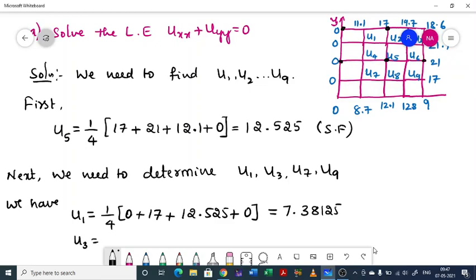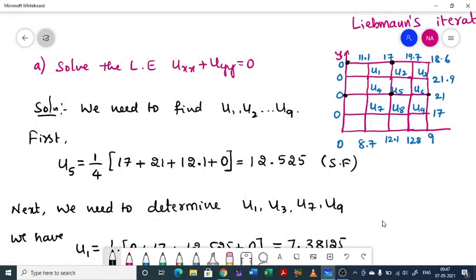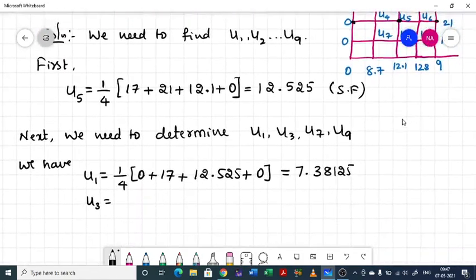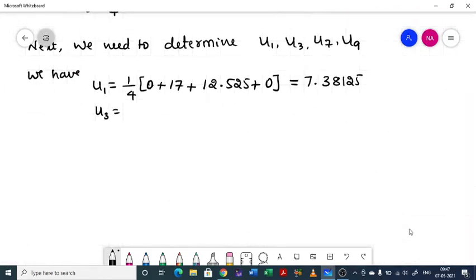u3, if you look at this, will be 1 by 4 times of 17 plus 18.6 plus 21 plus 12.525. Similarly we will write u7, u9. So u3 is 1 by 4 times of 17 plus 21 plus 18.6 plus u5, 12.525.